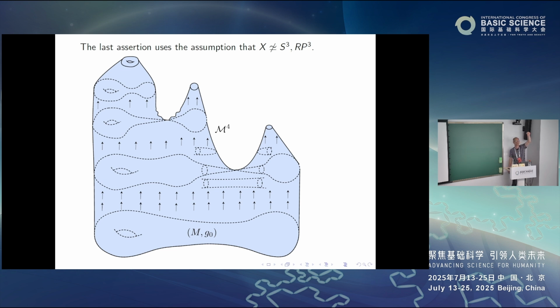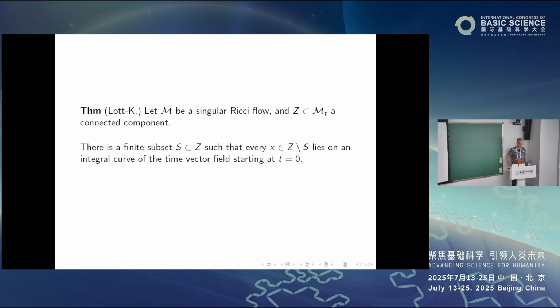So the idea is we just want to push that forward. We want to follow backward along trajectories of the time vector field and try to push that metric to the time zero slice. Here we have a theorem which says that that almost always works. If you have a singular Ricci flow and you take a connected component Z of some time slice, then there's a finite subset of that component so that every other point can be flowed all the way back to time zero.